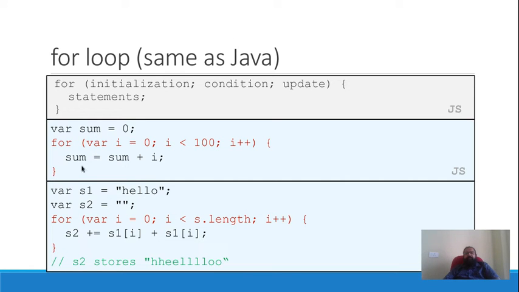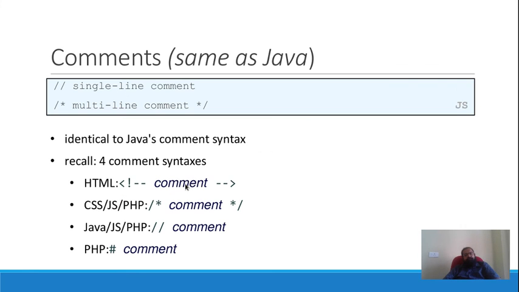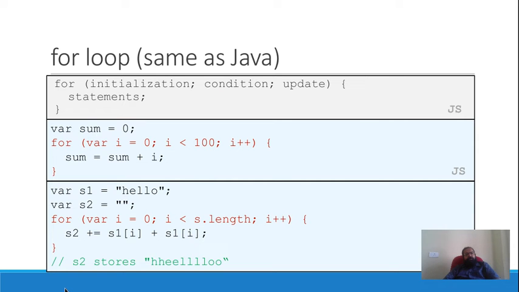So let's take a look at an example. var sum is equal to 0, for var i equal to 0, i less than 100, i plus plus, and sum is equal to sum plus i. So it is taking the sum of the first 100 elements starting from 0. That is what it is doing, okay.